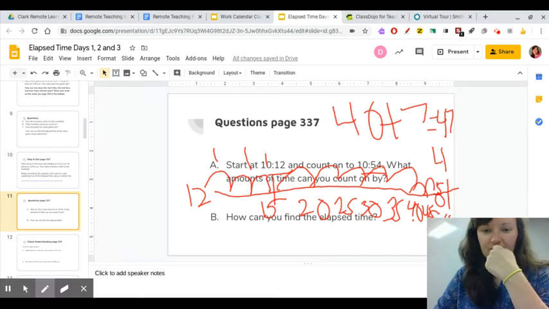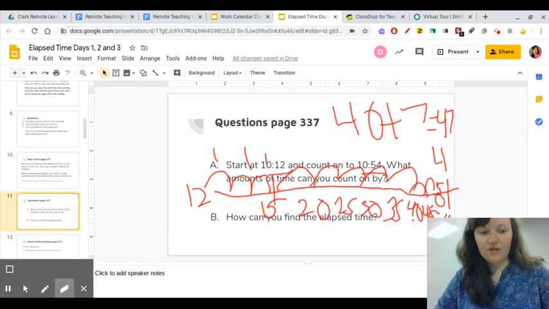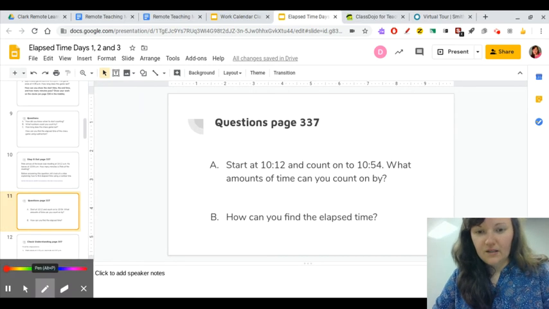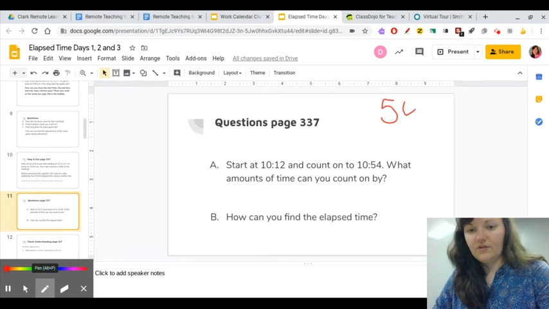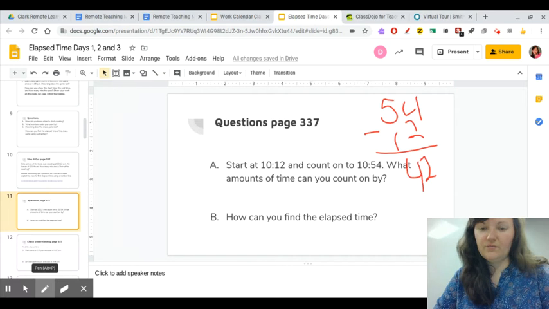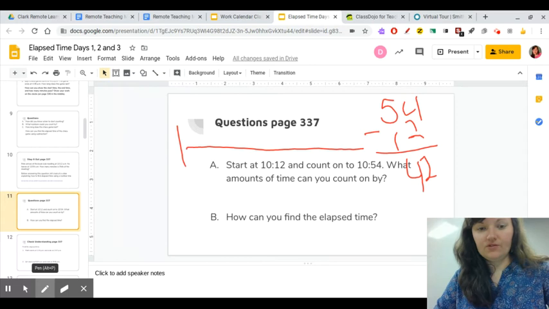That doesn't sound right. Let me erase and start all over. Let's try the subtraction way. If we have 54, subtract 12: 4 take away 2 is 2, and 5 take away 1 is 4. That's 42 minutes. I must have messed up the last time. So if we're counting up, this is going to frustrate me until I get it right.